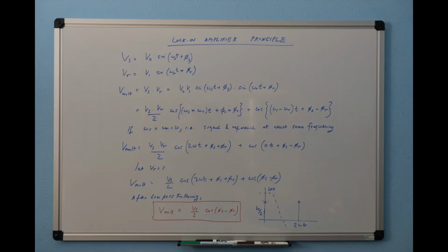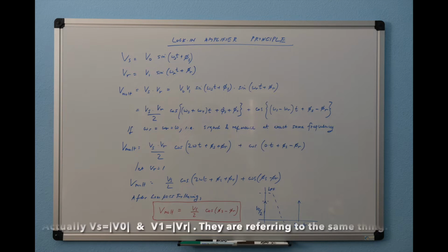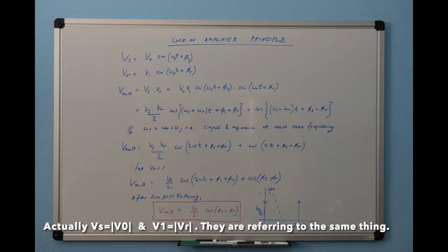So now we're going to look at one of the signal paths in the lock-in amplifier. That's the in-phase component, or the Vx component. How do we get that? Vs again is the signal that we're talking about, which is V0 times sine of omega s t plus phi s. Vr is the reference clock, which is V1 sine of omega r t plus phi r, the 0 degrees phase clock.